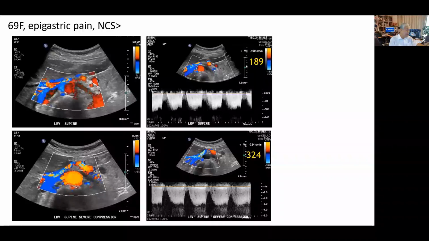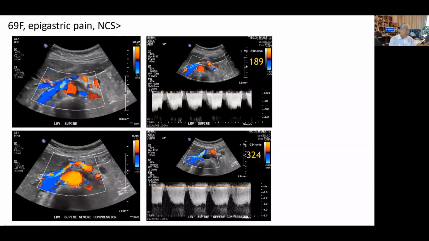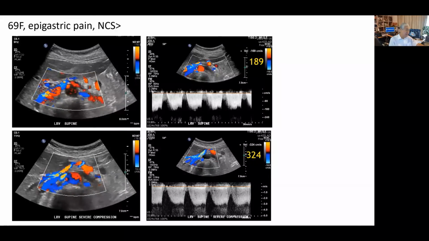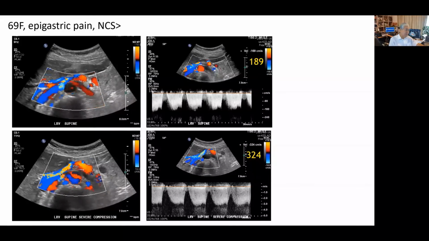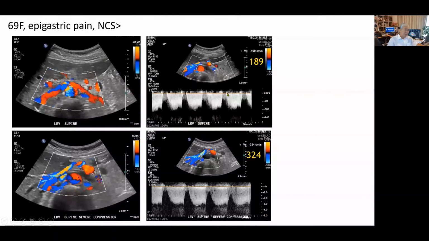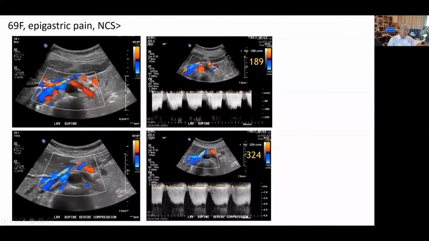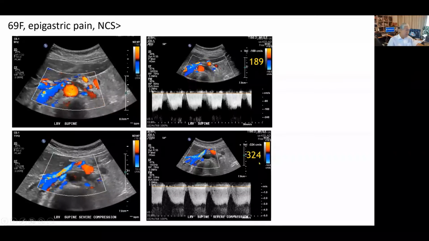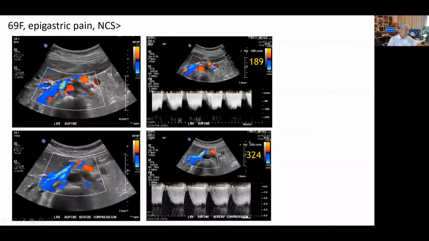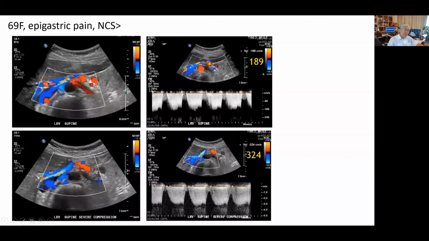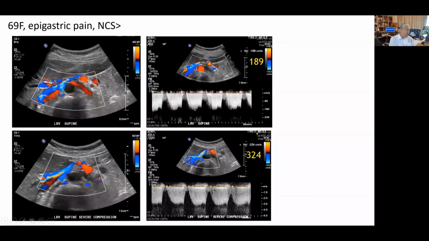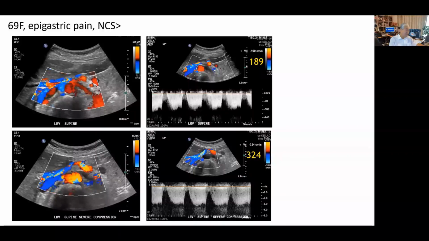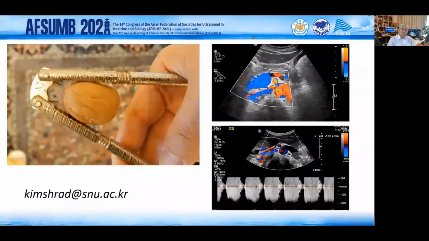Another example showing the effect of manual compression, in a 69-year-old woman with epigastric pain, probably due to nutcracker syndrome, and peak flow velocity without manual compression was 189 centimeters per second, but with some manual compression, it was 324, a big difference. So always we need to be careful not to apply manual compression with the transducer.